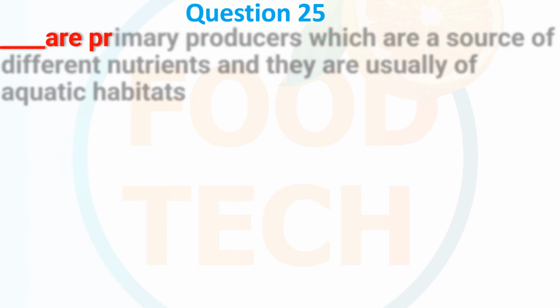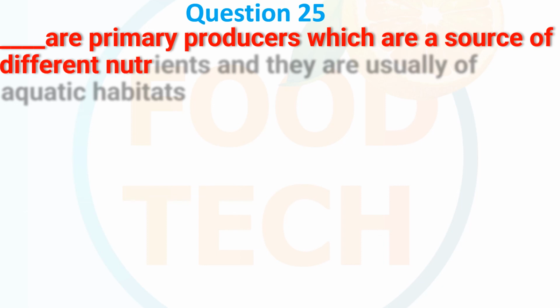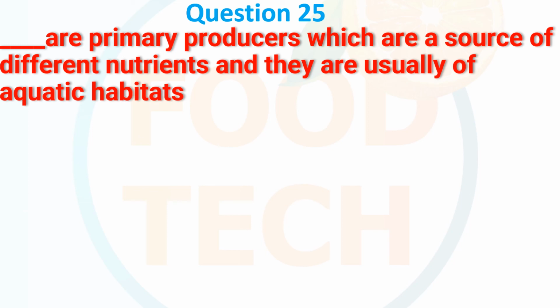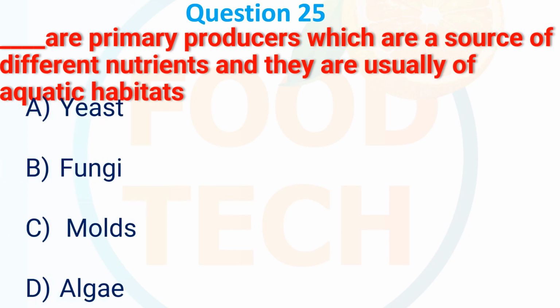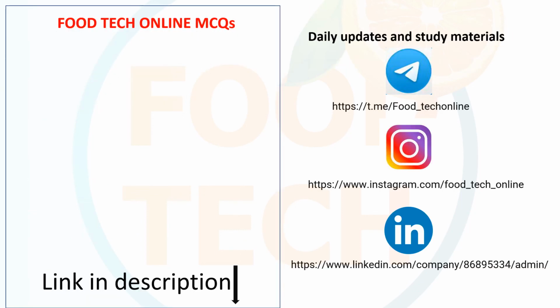Dash are the primary producers, which are the source of different nutrients, and they are usually of aquatic habitats. A. Yeast, B. Fungi, C. Mold, D. Algae. The answer is D. Algae.